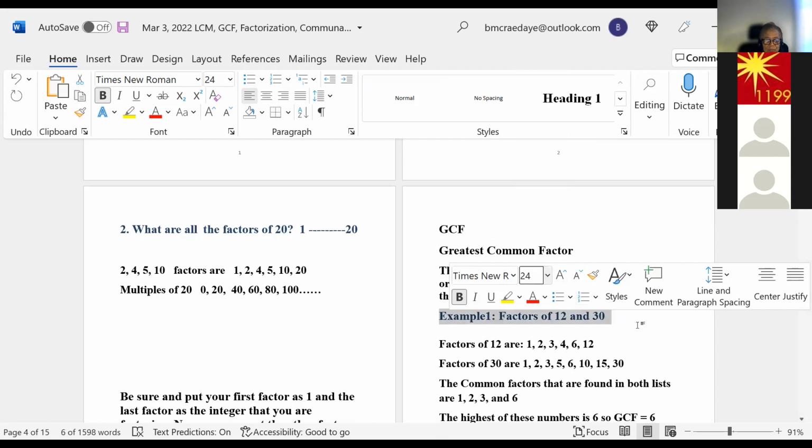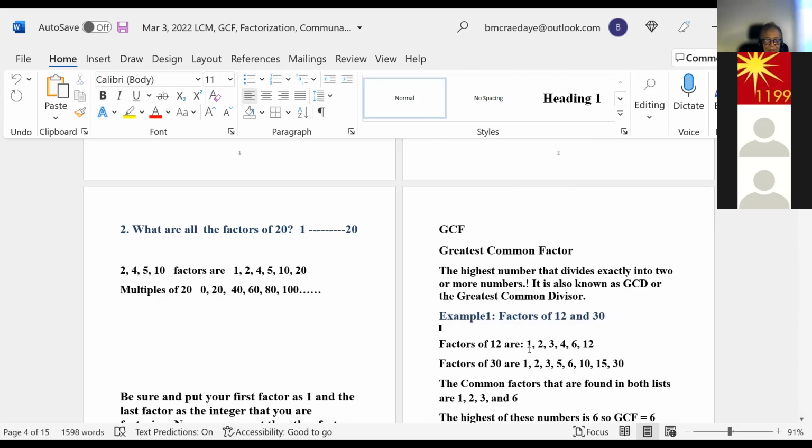Okay. So you find the factors of 12: 1, 2, 3, 4, 6, and 12, right? There's our 1 and there's our 12 and the in-between. Factors of 30: there's our 1, there's our 30, and in between 2, 3, 5, 6, 10, 15. Now, which factors do they have in common, these two numbers, 12 and 30? Okay, 1, 2, 3, 6.